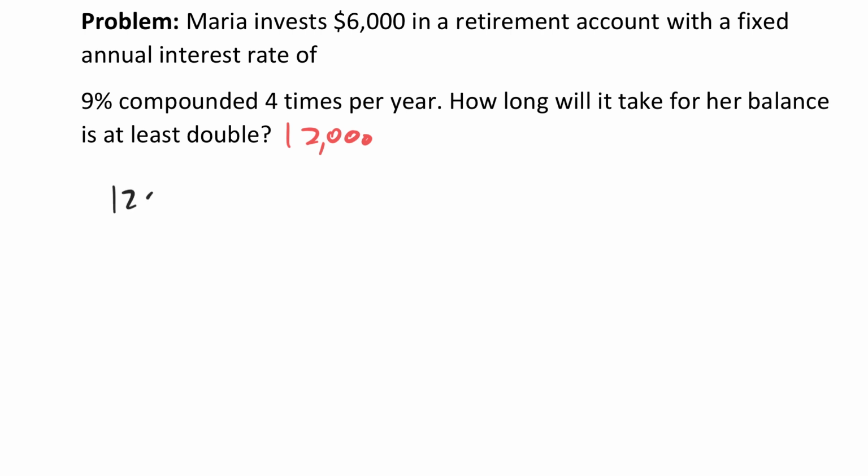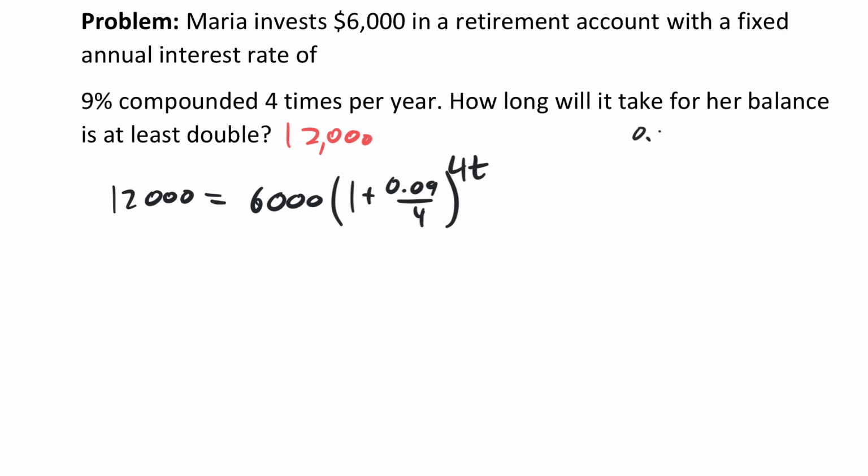Okay, so we do 12,000 equals 6,000 times (1 plus 0.09 over 4) to the 4t. Now again, when we do that 0.09 divided by 4, we have to be careful. We want to make sure we have all the decimals. So 0.09 over 4 on my calculator is 0.0225. So we need all those decimals when we add it to the 1.